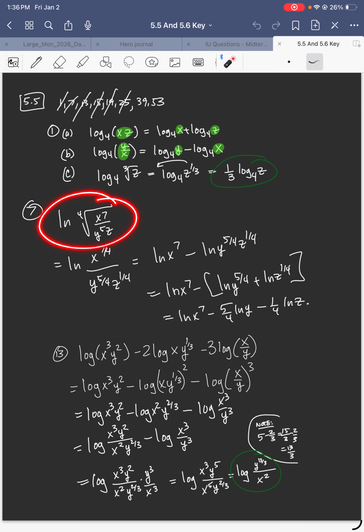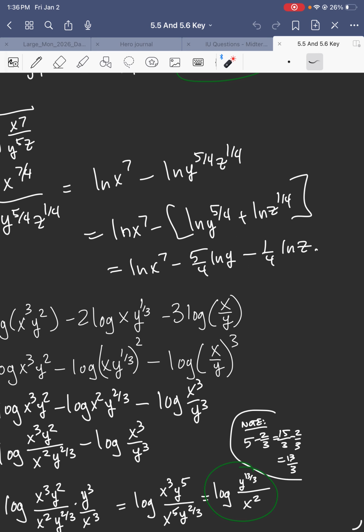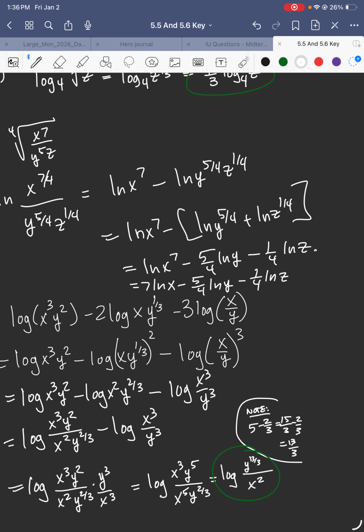Here, the idea was to expand this or write it as a sum or difference of the natural log of x, the natural log of y, and the natural log of z. So that means at the very end, what we'd like to see is some number times the natural log of x plus some number times the natural log of y, and then natural log of z.